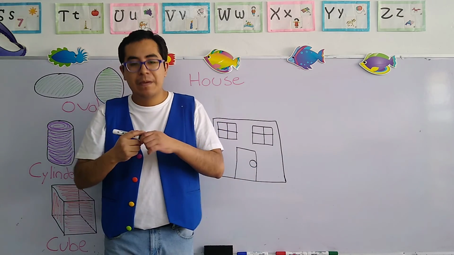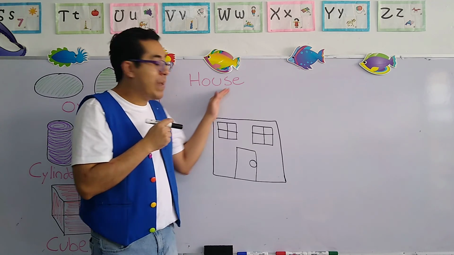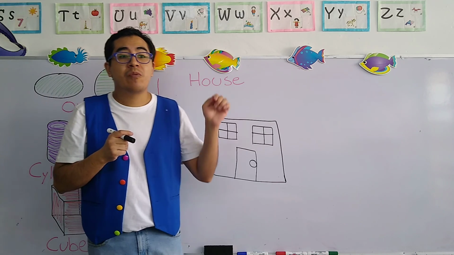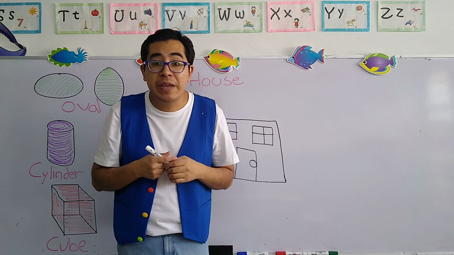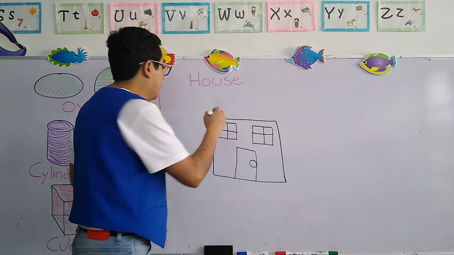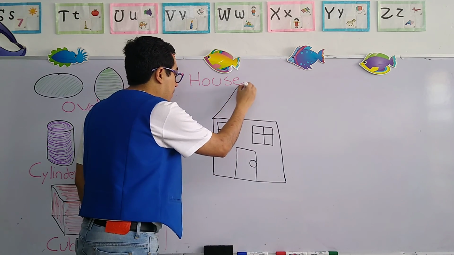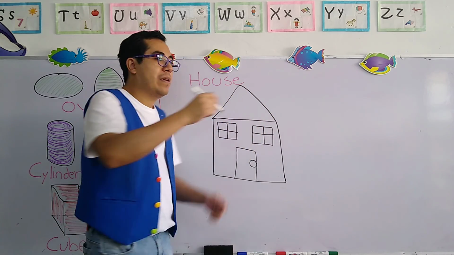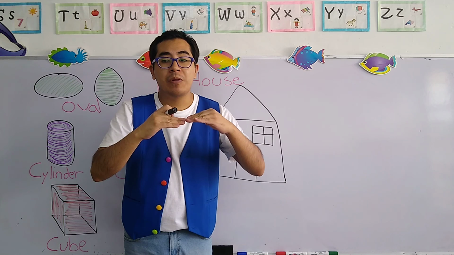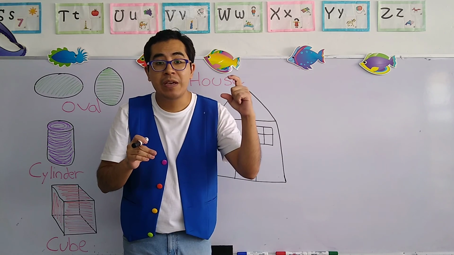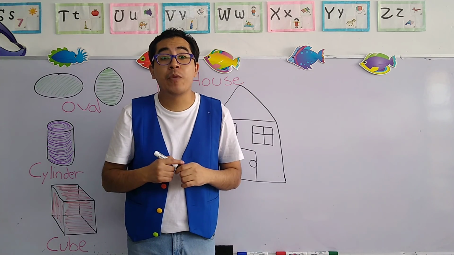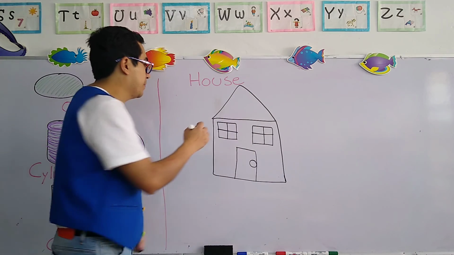Then the upper part of the house, in this case, the place where we have the chimney, is in form of a triangle. Now, most of the houses, once we have the triangle, contain a chimney next to it. So in this case, the chimney is in form of a rectangle.